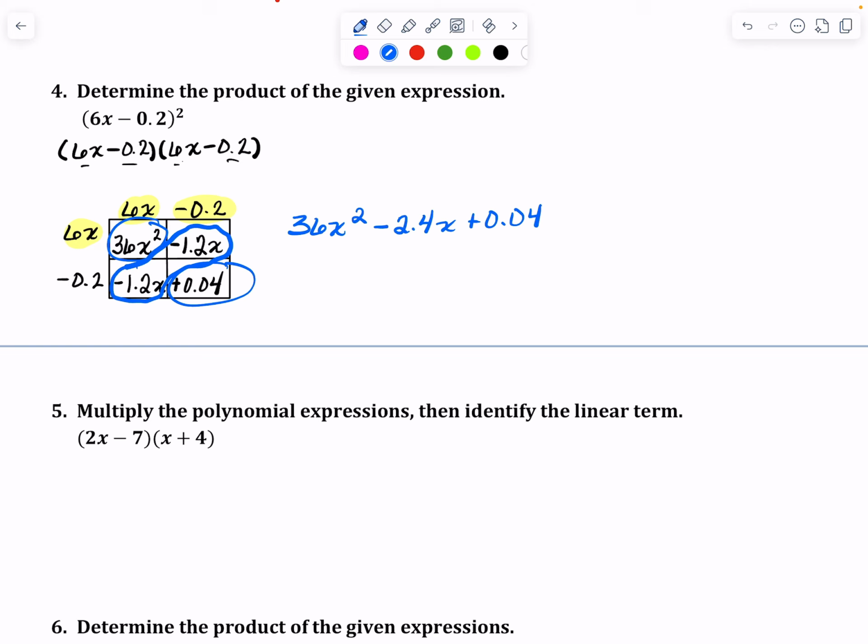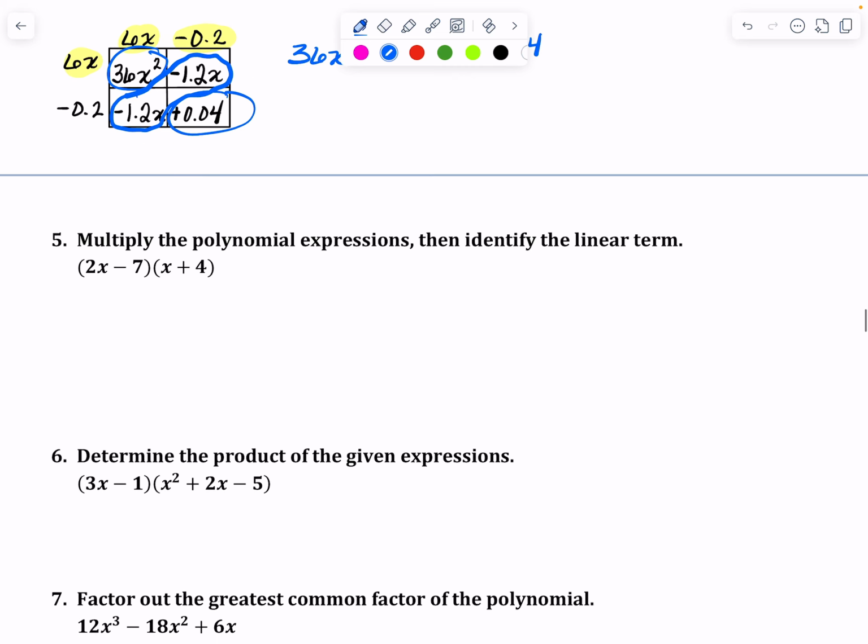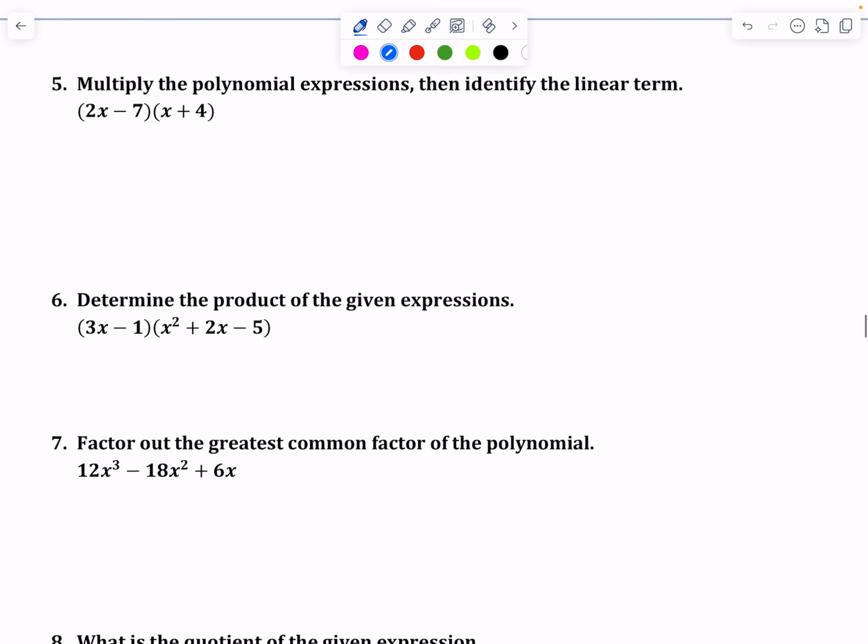When I do number 4 here, I'm going to show you the distribution model because I know a few of you get that, but keep in mind you can definitely do either method with this next one as well as number 4. Okay? All right, so number 5. If you wanted to do the area model, you would have 2x minus 7, x plus 4, and then do our multiplication just like we did, and then write it in standard form.